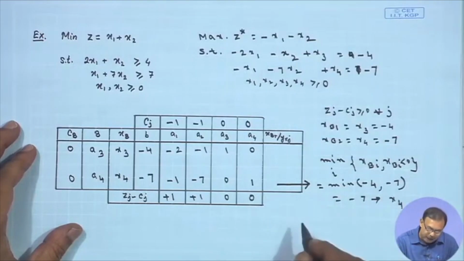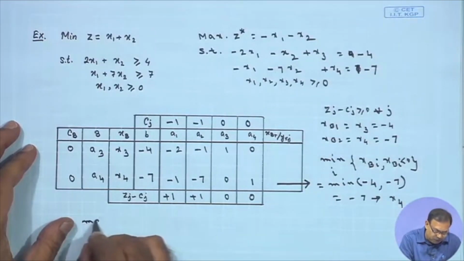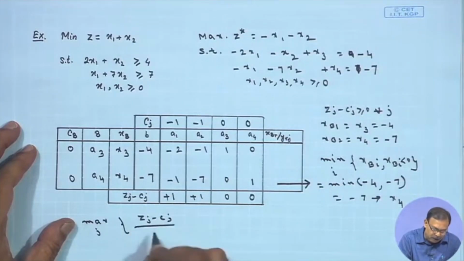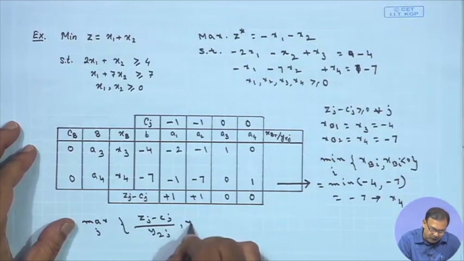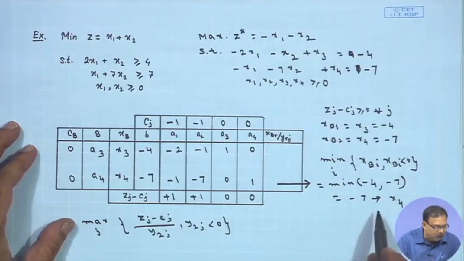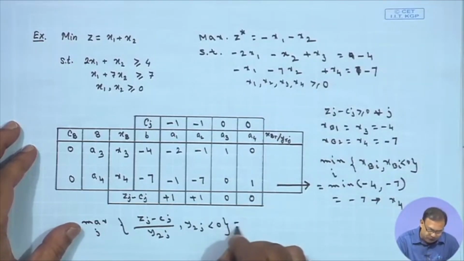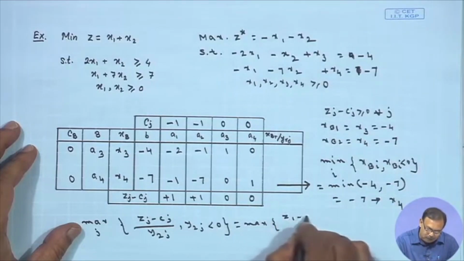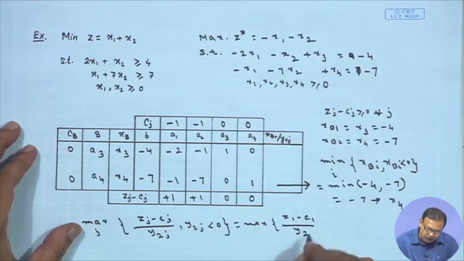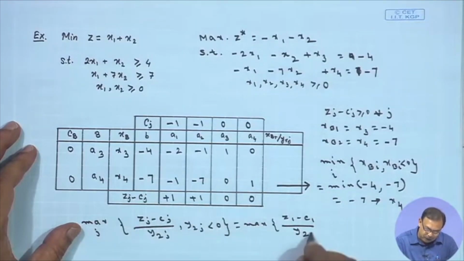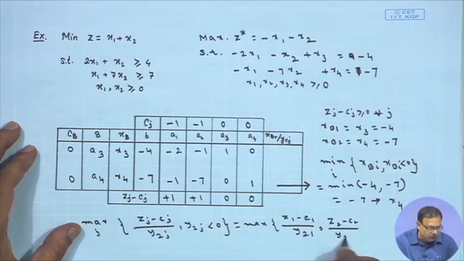Now, which one will enter? For that you have to calculate the maximum over j of z j minus c j by y 2 j, such that y 2 j should be less than 0. So, x 4 is the departing variable. I can write down the maximum of z 1 minus c 1 divided by y 2 1, because this corresponds to y 2 1, and z 2 minus c 2 by y 2 2.